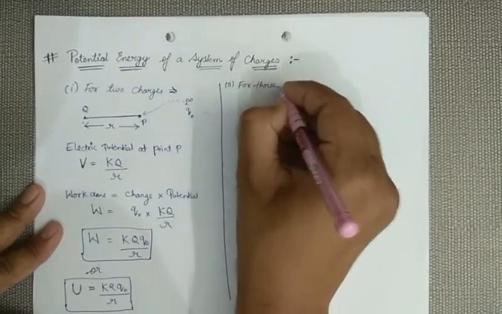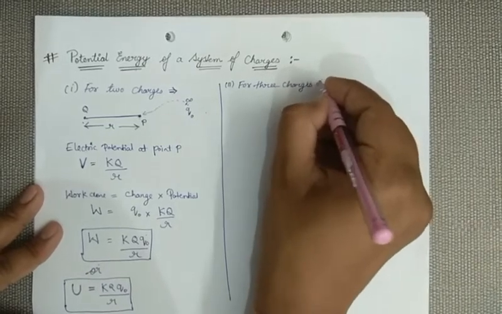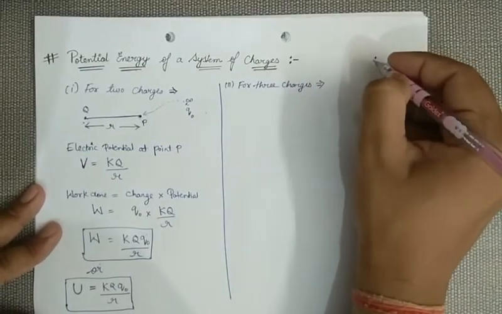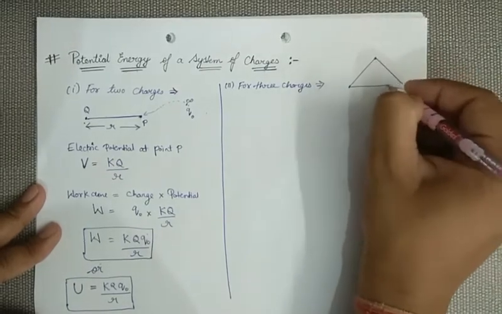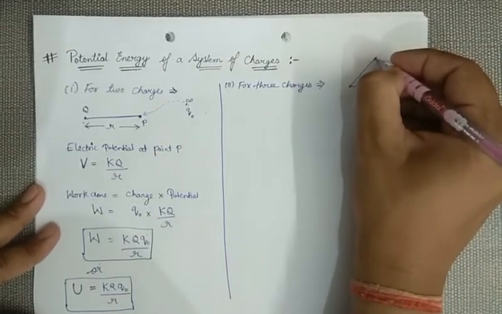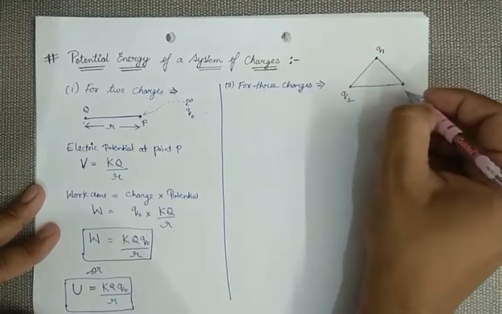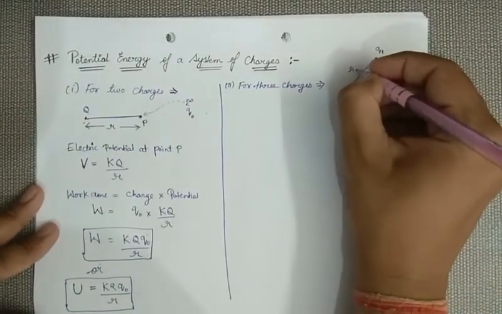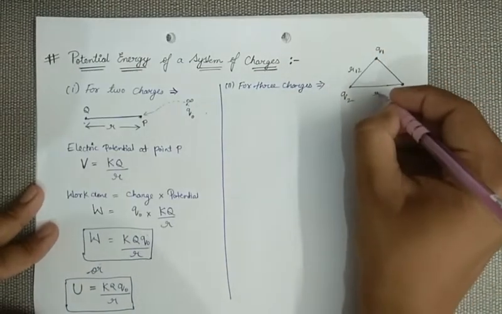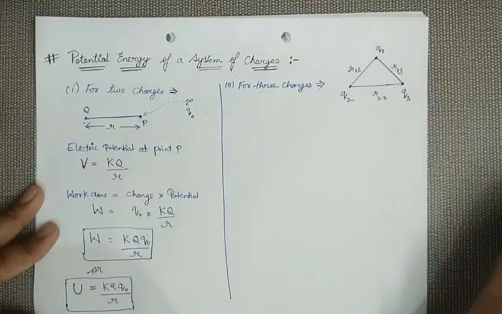Suppose this time I talk about three charges. Now let the three charges be represented in a triangular form: charge Q1, charge Q2, and this is charge Q3. The distance between these two is R12, the distance between these is R23, and the distance between these is R13.